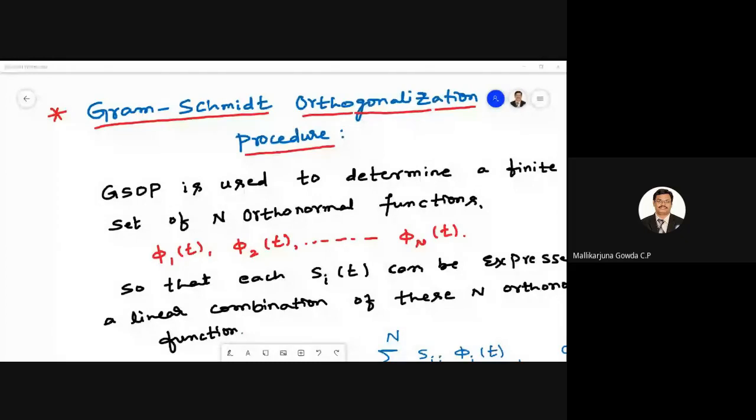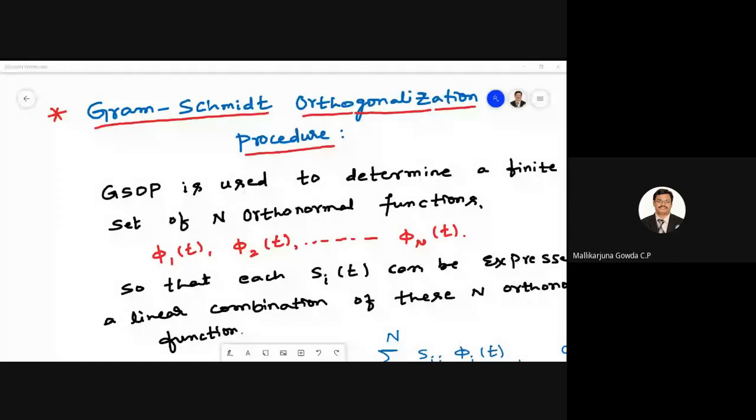So to begin, what we discussed in the last class: the Gram-Schmidt orthogonalization. What is it? The Gram-Schmidt orthogonalization procedure is used to determine the finite set of n orthonormal functions.